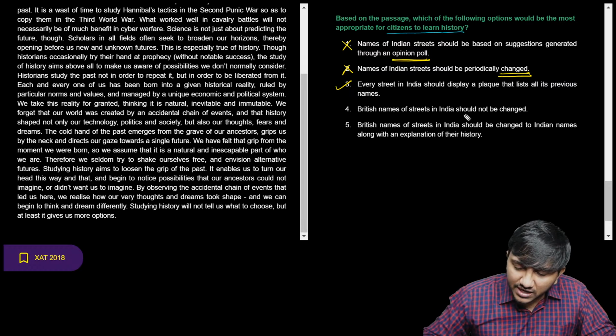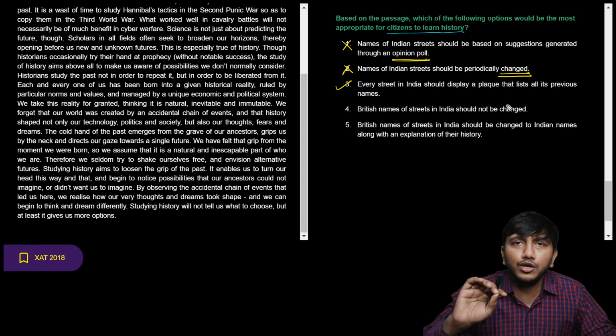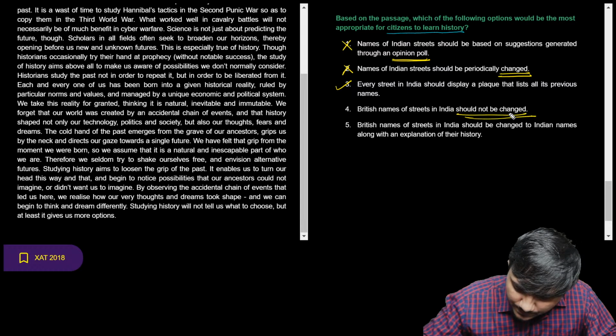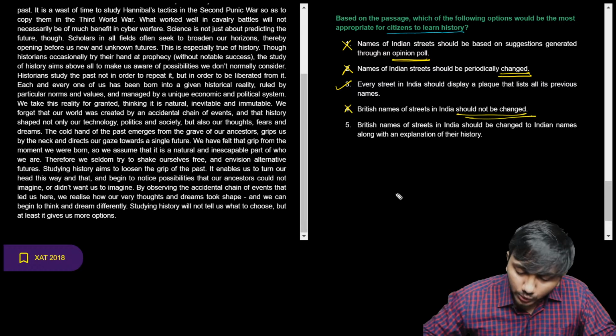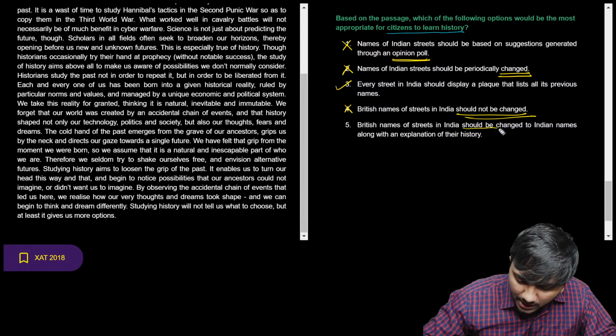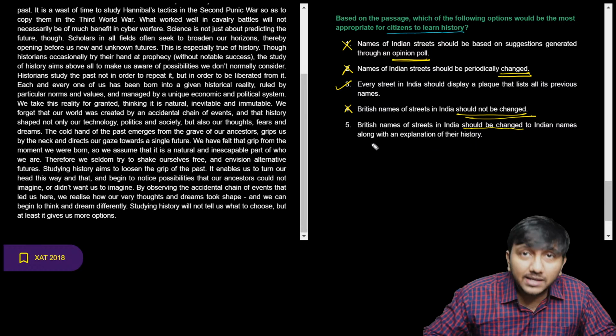British names of states in India should not be changed. See, should be changed, should not be changed. Nothing of that kind is given in the passage for us. So should be changed, should not be changed. All these things can be out. British names of streets in India should be changed. There itself I would eliminate it. To Indian names along with the explanation of their history. The second part seems to be fine.